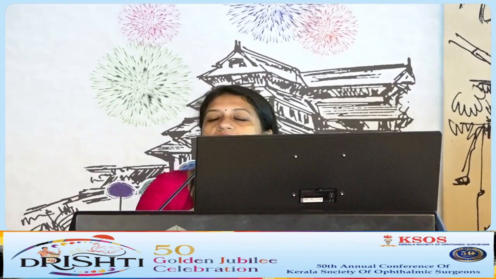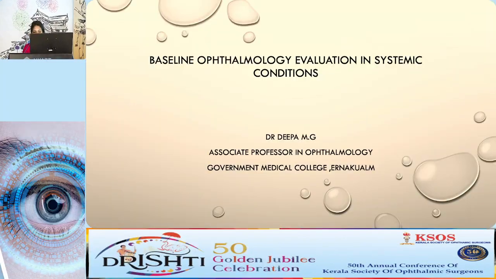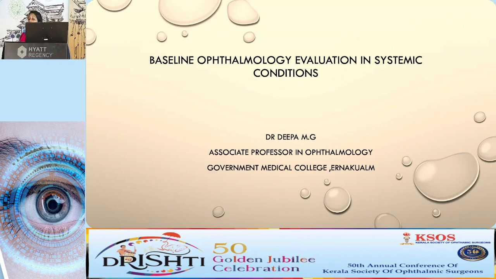So now that we have seen the anterior and posterior segment findings, let us see what are the things that we are supposed to evaluate and document when a patient is sent to us for a toxicity screening.